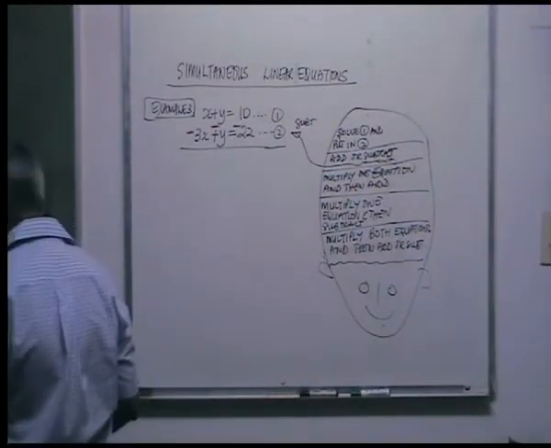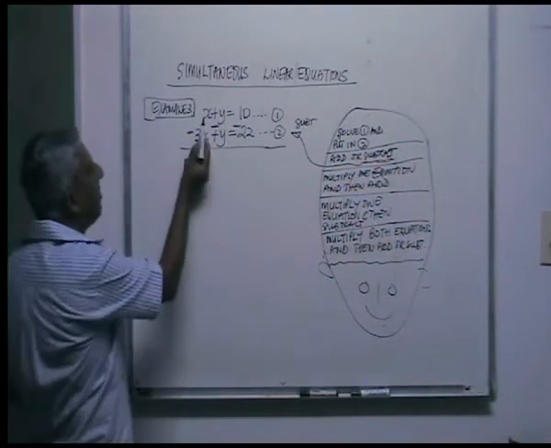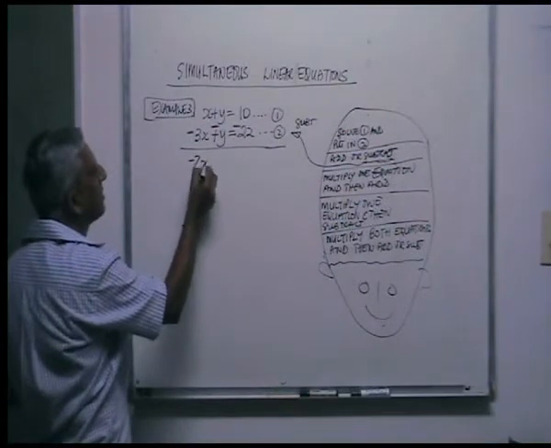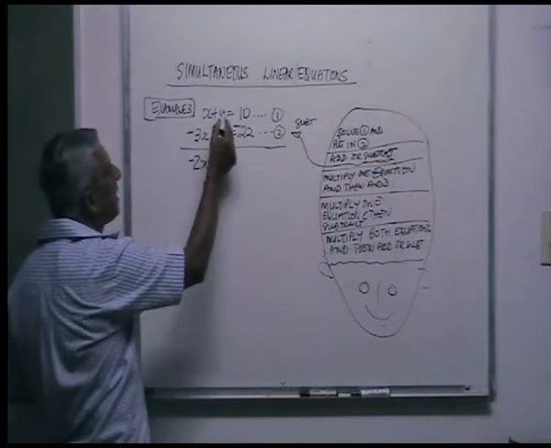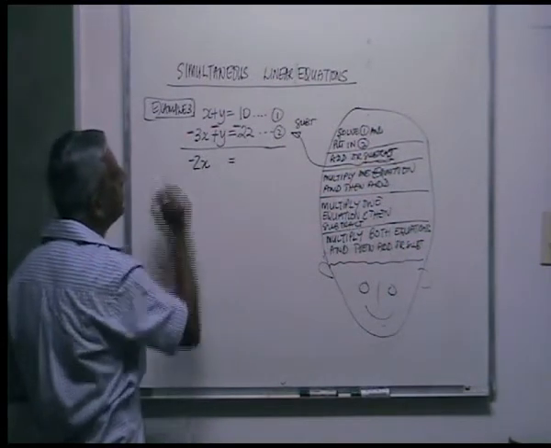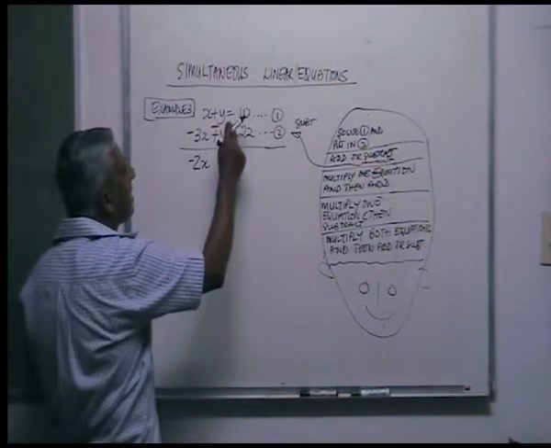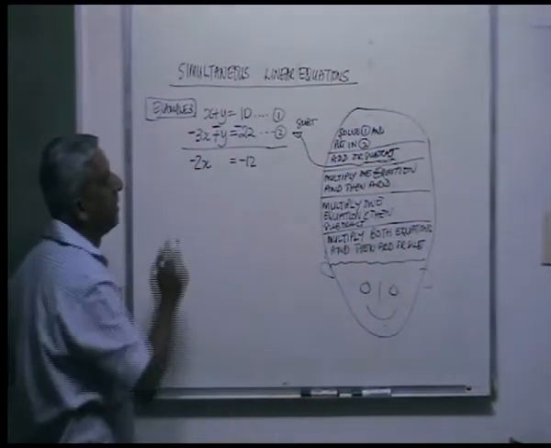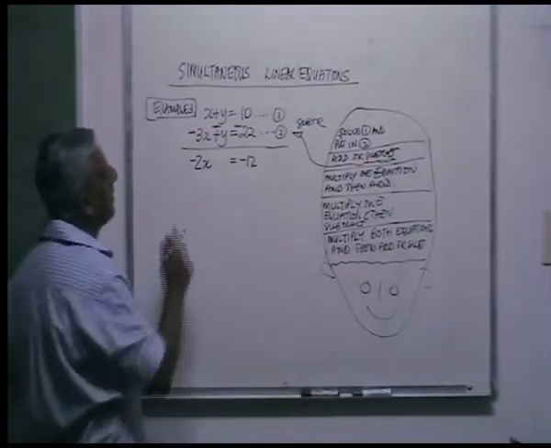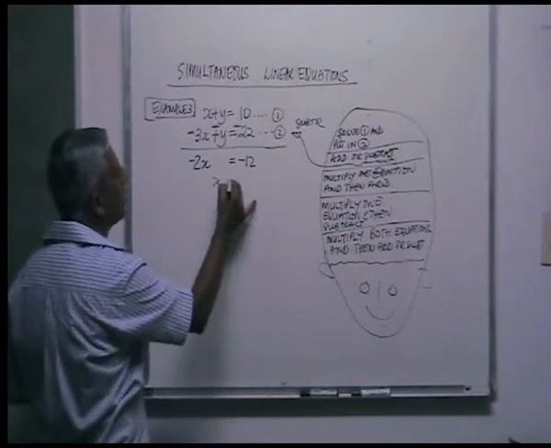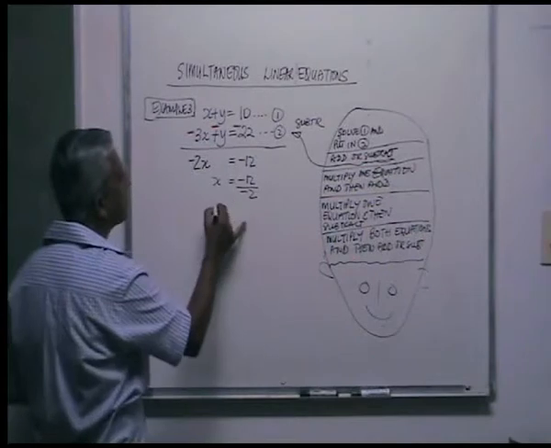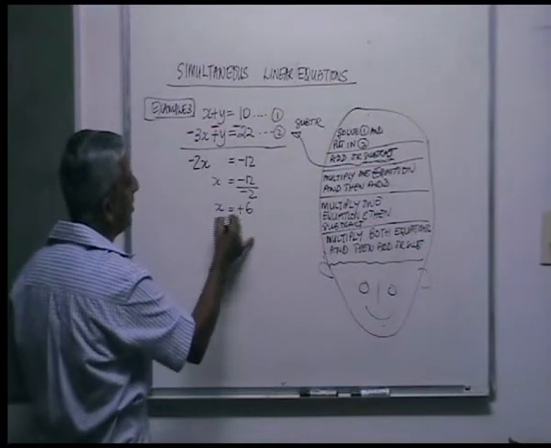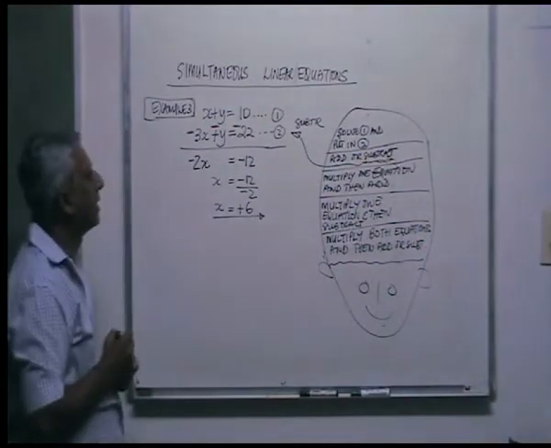Right. So now I'm adding x and minus 3x. I get minus 2x. Plus y and minus y gives me 0. 10 plus minus 22 gives me minus 12. Right. Then from here it's very easy. X is equal to minus 12 over minus 2. A minus divided by a minus gives you plus 12 divided by 2 gives you 6. So we have solved for x.